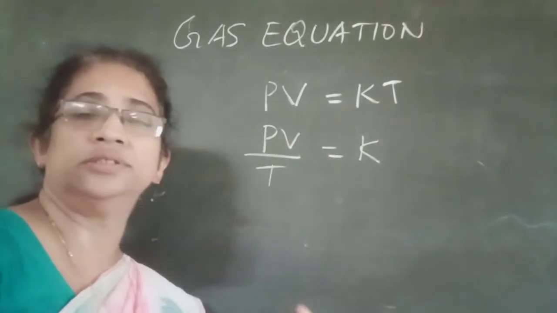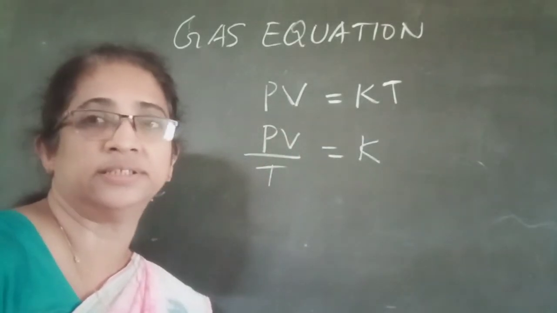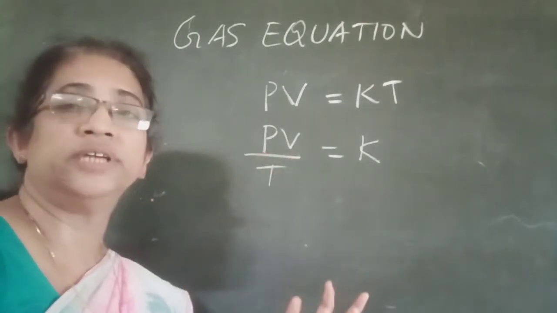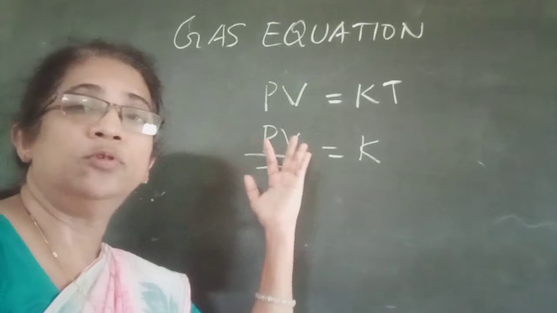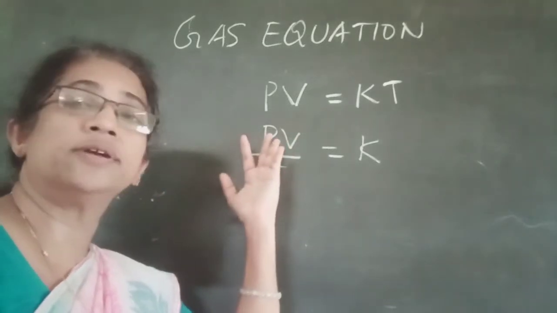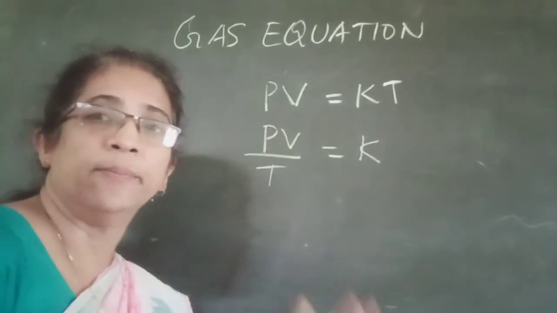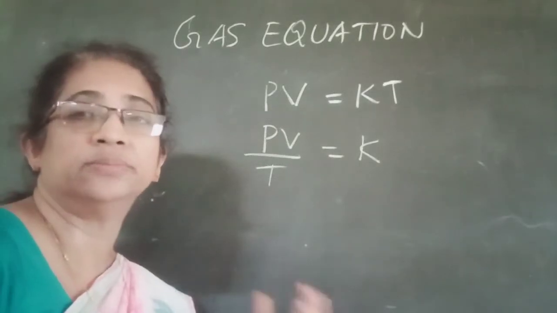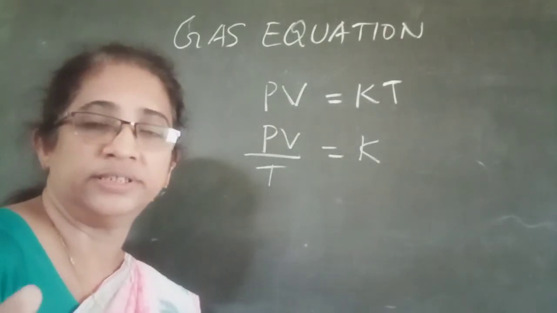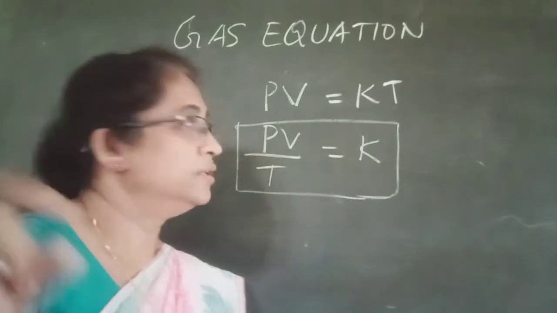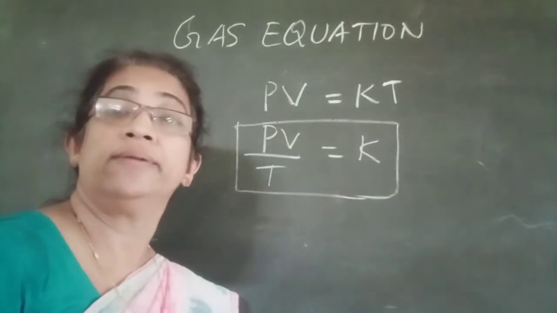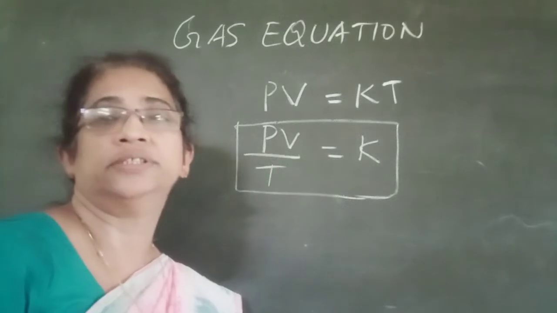This equation consists of all the three parameters: pressure, temperature and volume. If the volume is changed, then we can calculate the volume change and also calculate the pressure change and temperature change. So we can calculate all the three parameters by using the gas equation. So this equation, PV by T is a constant, is the gas equation.